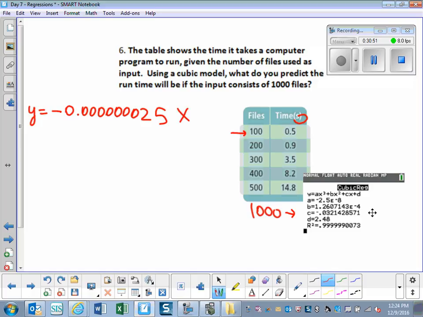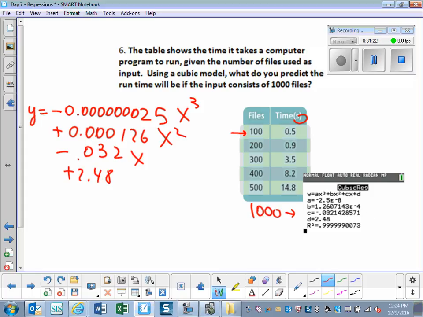X to the power of what? 3. Plus my b, again, b has this e to the power of negative 4, so it's 0.0000126, something after that. And then plus c, this is my x to the power of 2, minus 0.032, and then x, and then plus 2.48. Right, so if I didn't round too much, this is how my model would look.